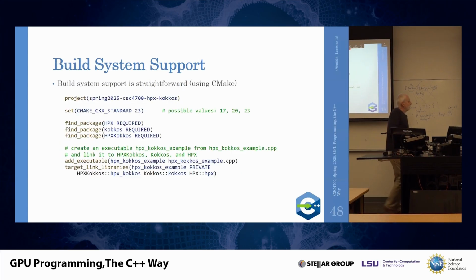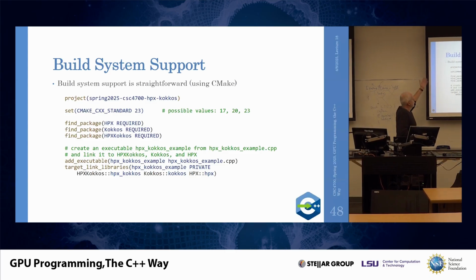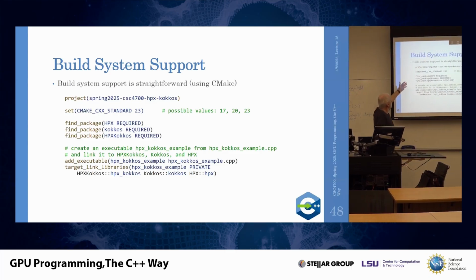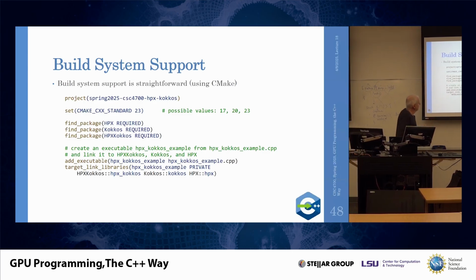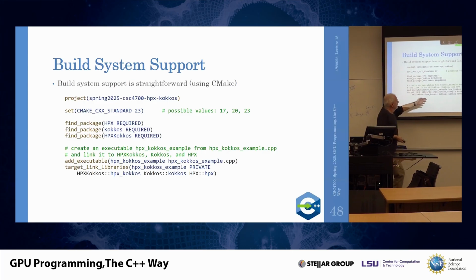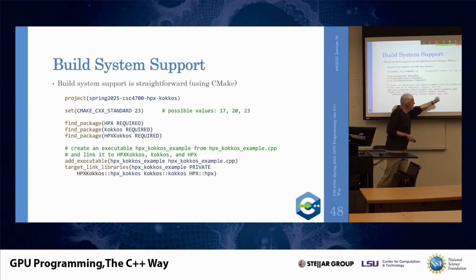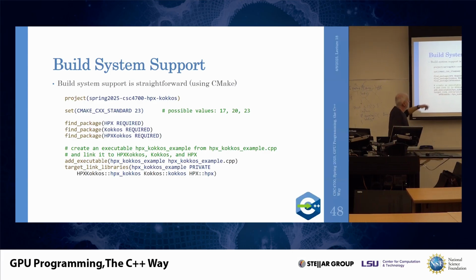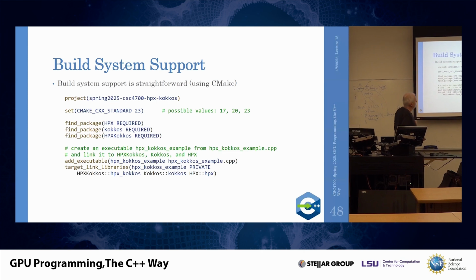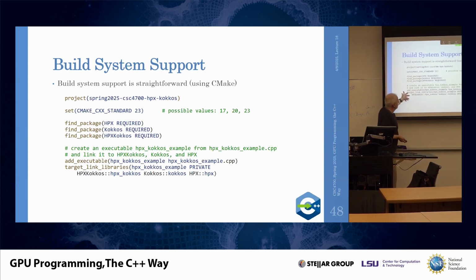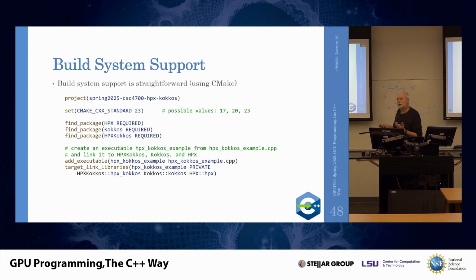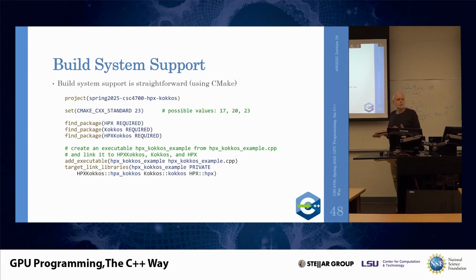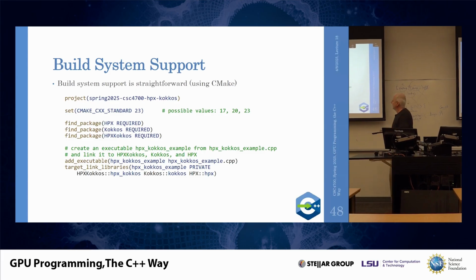Just a word about how to do the build system. As before, CMake based. You tell it to find these three packages, HPX, Kokkos and HPX Kokkos. You have a C++ file, HPX Kokkos example CPP, which you want to compile into an executable, and you tell CMake that you want to link with these three libraries, and that sets up the build system. So you don't have to jump through hoops to actually use these things. It's very, very straightforward to do.